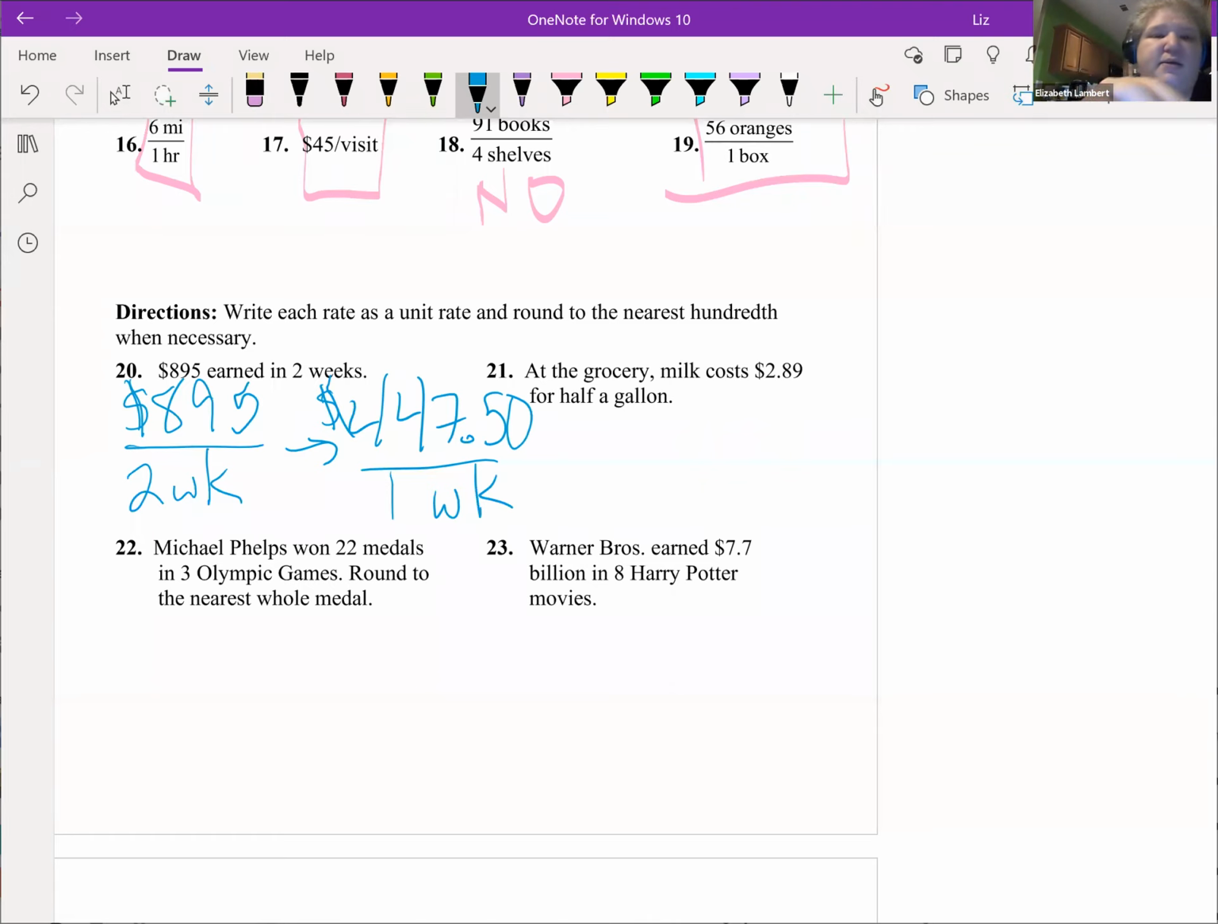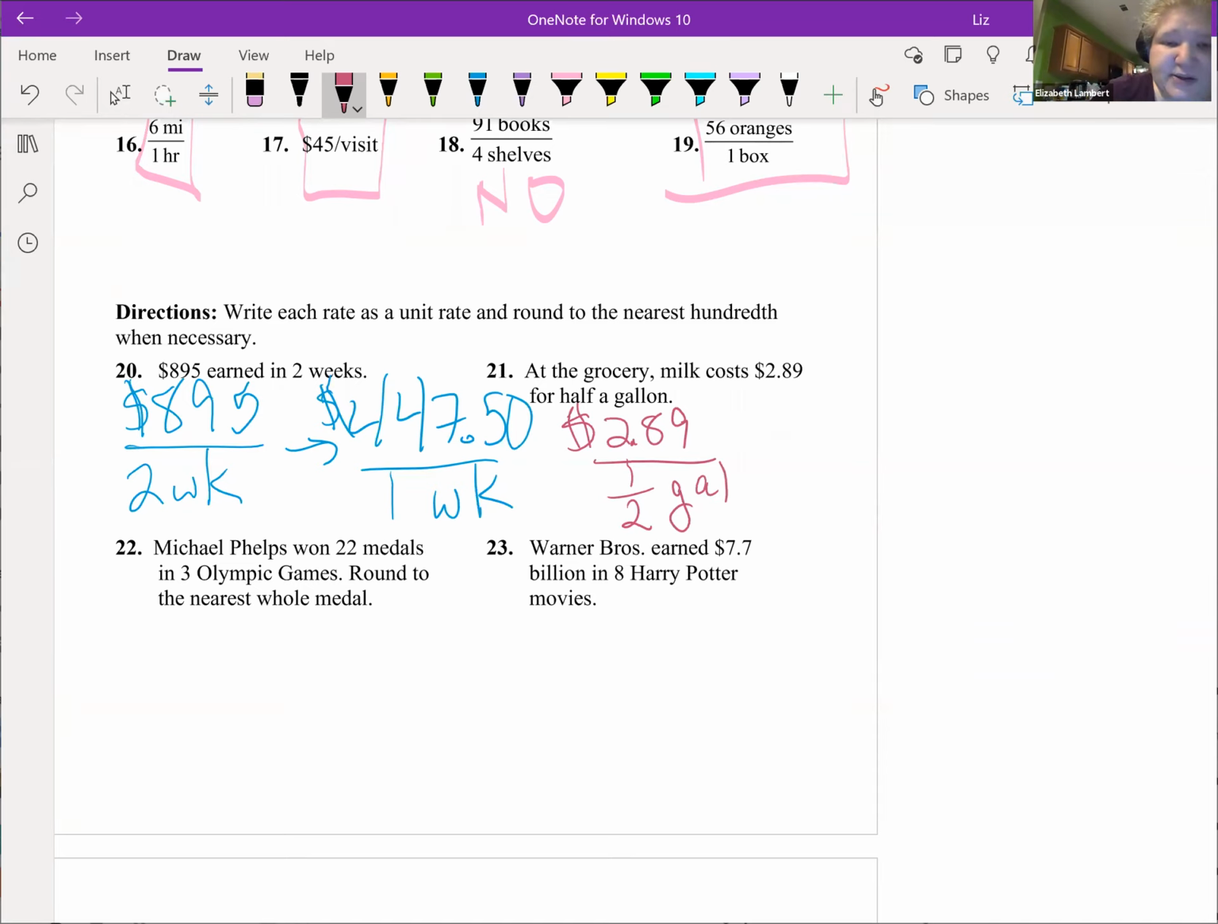All right. Next, we have at the grocery, milk costs $2.89 for half a gallon. This must be up on the East Coast because it doesn't cost that much here. So $2.89 for a half a gallon. Well, let's write it down. $2.89 per. Now you could write 0.5 for half, or you could write 1/2 the fraction. Either works. I'm going to go ahead with the half as a fraction.